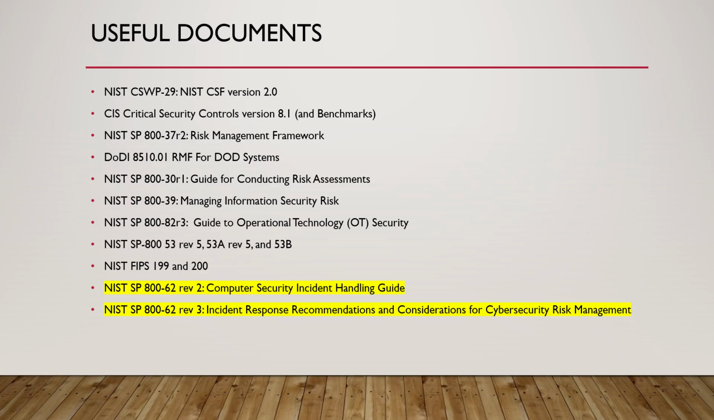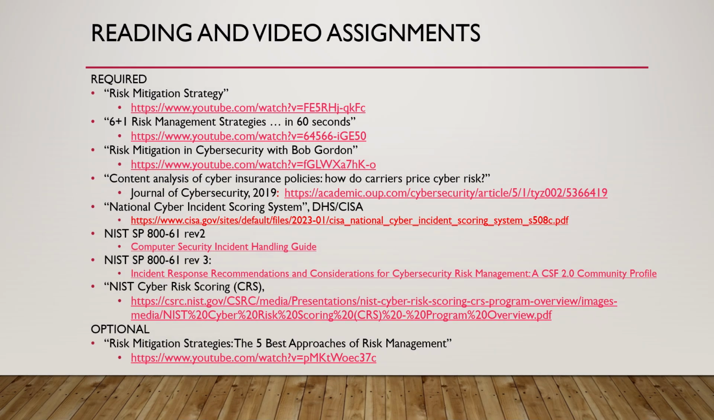The obvious additions to our list of useful documents that we should be collecting for our library are the two documents on incident handling and response. For this lesson, there are 3 required videos which were mentioned earlier in the lesson. There are also 4 required reading assignments and 1 PDF file of a NIST presentation on cyber risk scoring. Two of the readings are Rev 2 and Rev 3 of NIST SP 800-61. Skim these. There's also an optional 20-minute video on risk mitigation strategies.